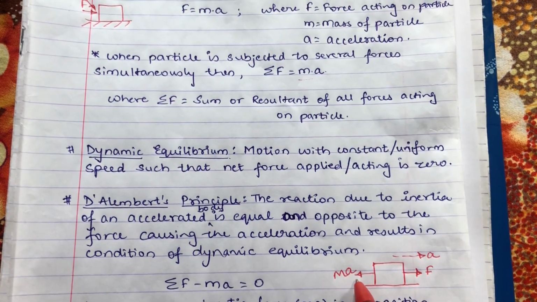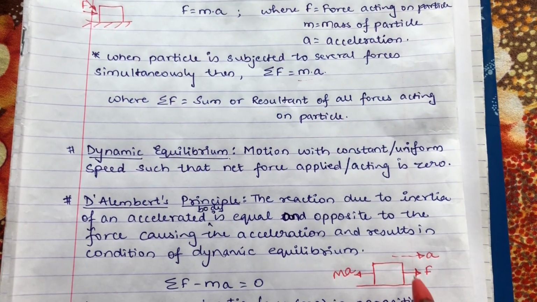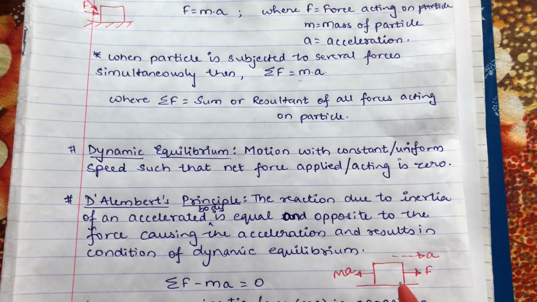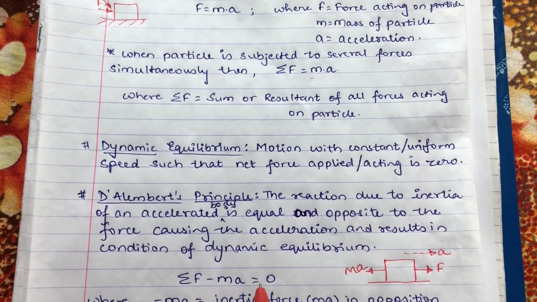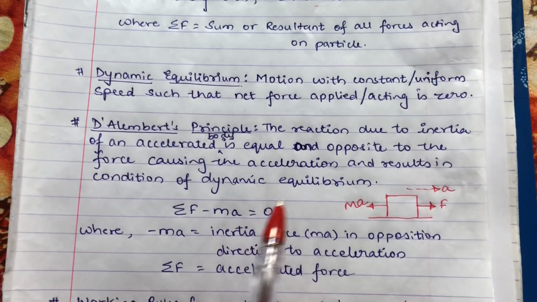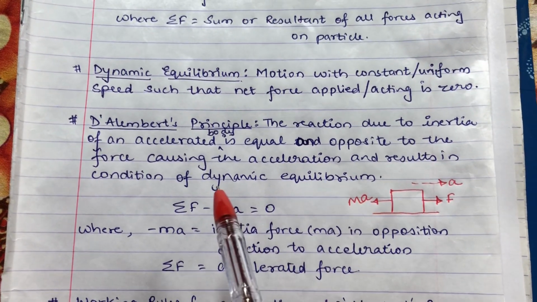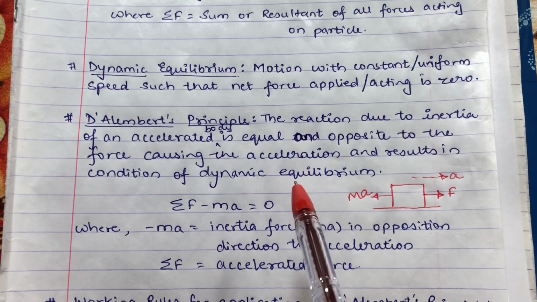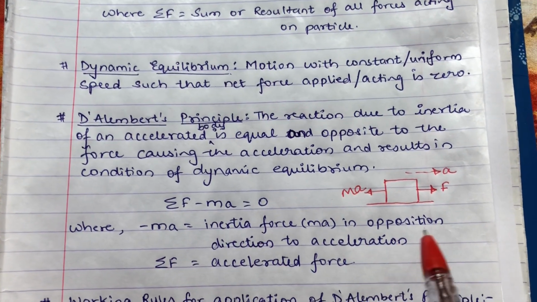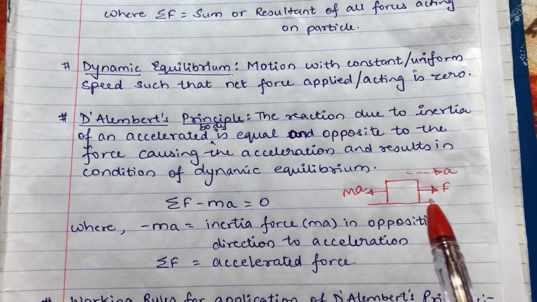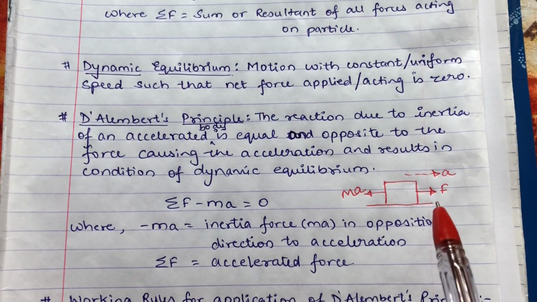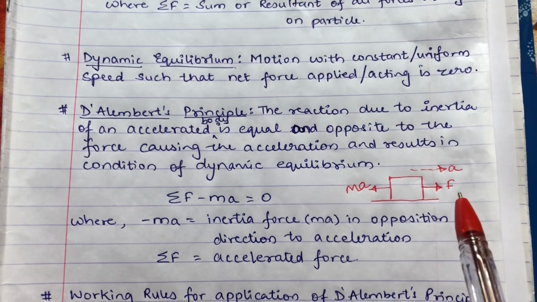When this value will be equals to this value, then the body will be moving with a constant speed and the net force acting on it is 0, and that's why here it is summation F minus ma equals to 0. So while writing the statement in the paper, see to it you are mentioning dynamic equilibrium. If not, you will not be getting the marks for the same. Minus ma represents the inertia force which is in the opposition to the direction of the acceleration. What is summation F? Accelerated force, the force which is causing the acceleration.